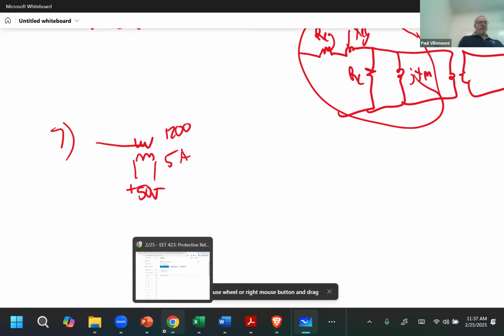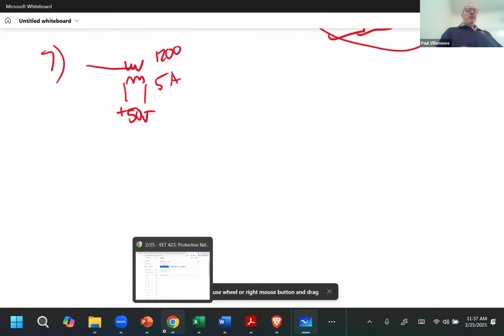So let's do the easiest one first. What's the power? 5 amps times 50 volts equals 250. You could either say VA or watts. I don't necessarily care. That's the power that draws from the primary side. Why? Because these transformers, we consider them lossless, right? Essentially no loss in power. So if you're delivering 5 amps to a 50 volt source, it's 250 watts.